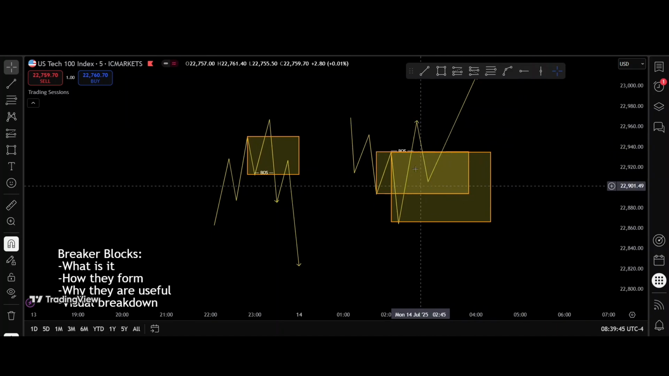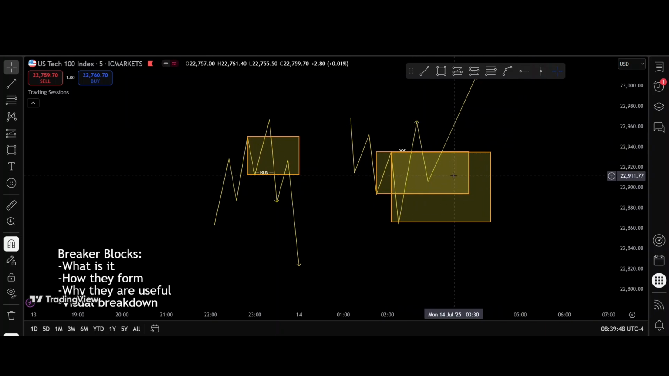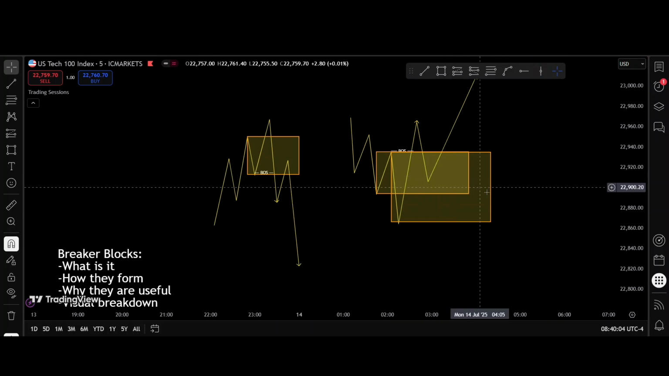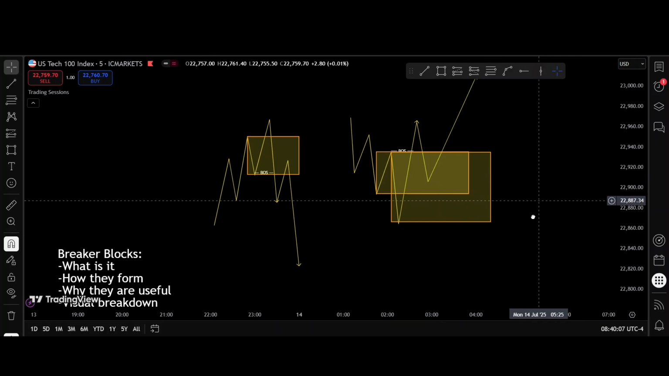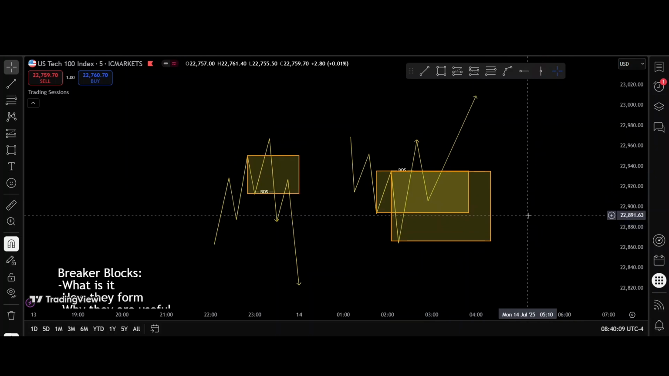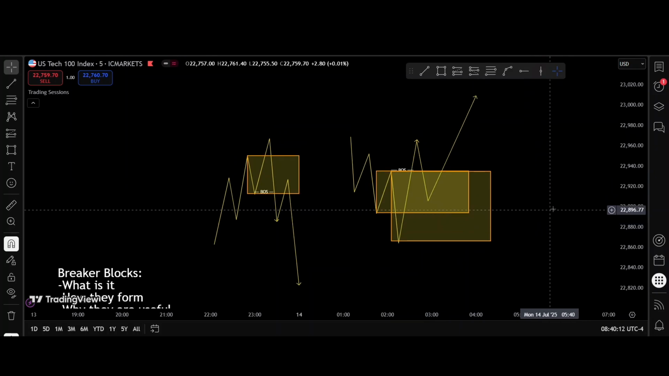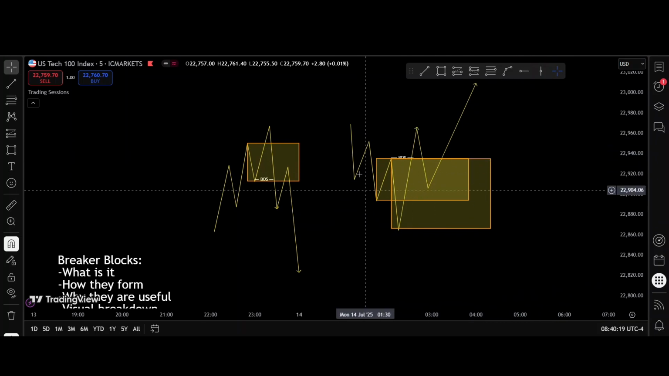Honestly, you can use both. Sometimes it doesn't really matter, but this is just an extra confluence you can use. If you don't understand the breaker block, you can use the order block, or if you don't understand the order block, you can use the breaker block. So it's good to have more confluence, so you can pick the one you're most comfortable and confident with in order to perfect or master your strategy. So that's great, man. This is easy to understand, right?